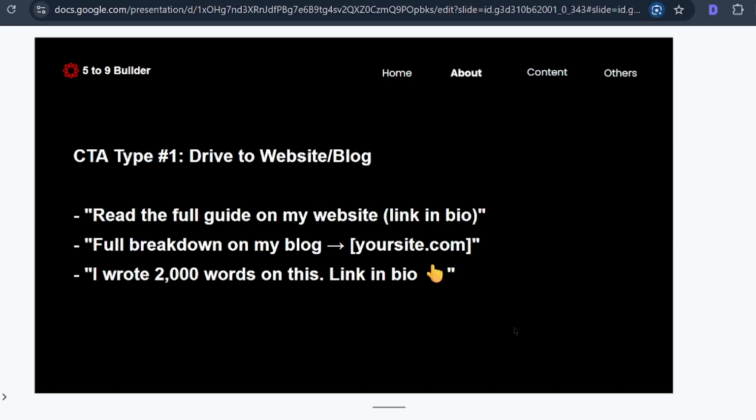Okay, so CTA type 1, drive to website. You can use CTA to tell people to click a link, and it will take them to your website or your blog, for them to come and read the full guide that you have provided. Sometimes within Facebook, you cannot say all that you have to say. You have to give a gist of whatever is in the full blog post, and then give them the link so that they will click on it, or show them where they should go in order to have access to the full document or the full guide that you have provided.